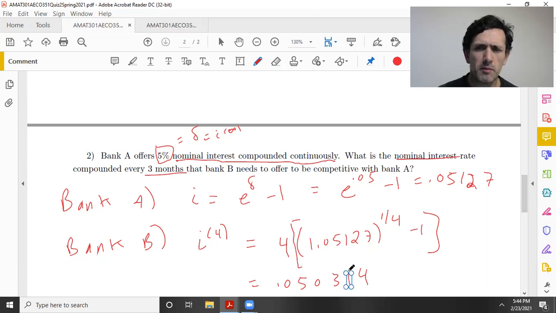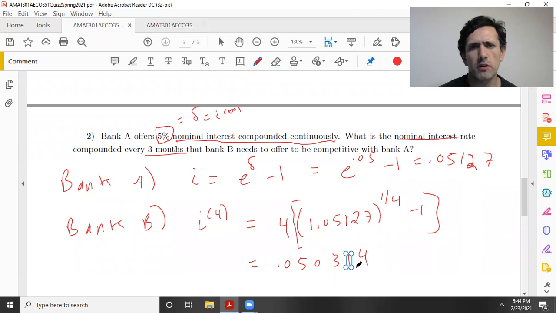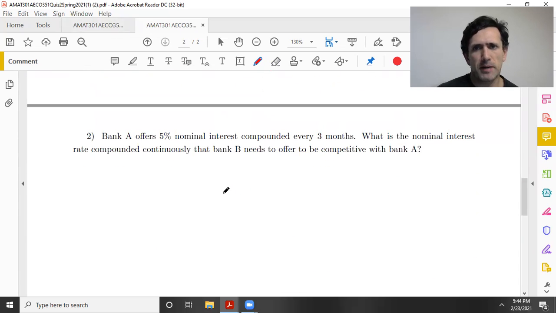Right. So any smaller nominal interest rate and Bank B's equivalent effective annual interest rate will be smaller than Bank A's, and hence will be less competitive than Bank A. So this is the smallest nominal interest rate compounded every 3 months that Bank B can offer to be competitive with Bank A. And it's a little different for the other version by design.